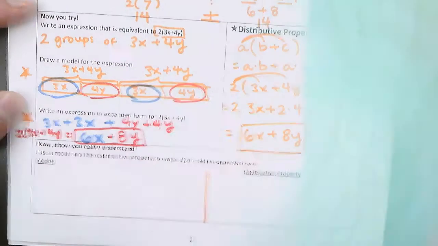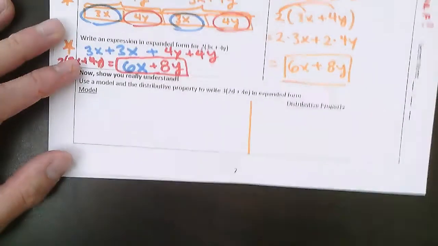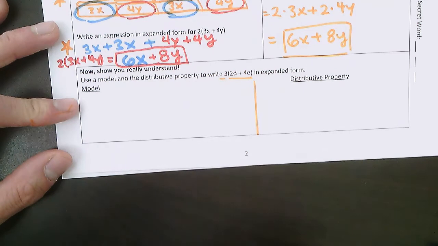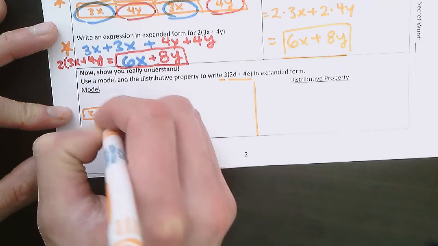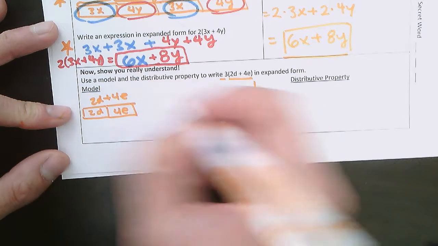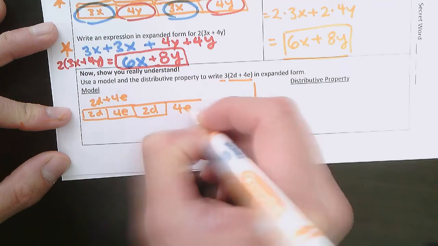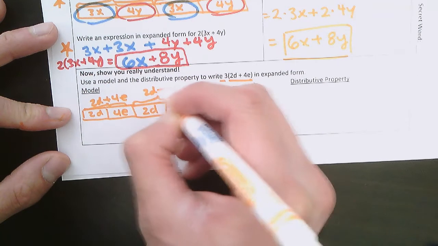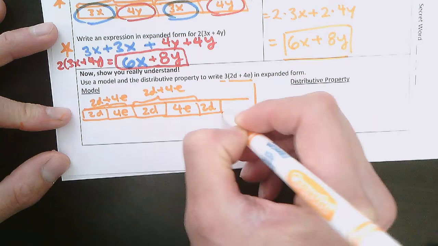And now you are resuming the video to check your work. Remember, really try on your own, because if you're just copying what I'm doing, you're not really learning. The model way, 3 times 2d plus 4e would be 3 groups of 2d plus 4e, so we draw that out. 1 2d here, 1 4e here, here's one group of 2d plus 4e, and we do another group, another 2d, another 4e. Here's another group of 2d plus 4e. And another 2d. And another 4e.